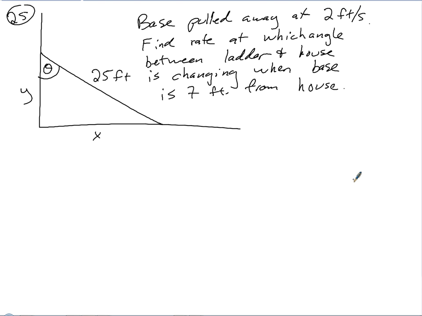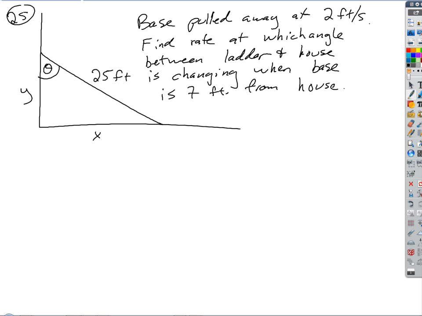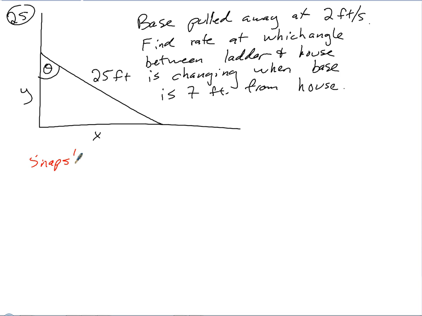So what's the information I'm given here? Okay, good. So my snapshot values are: x equals 7 feet. What else? x dot is 2. And what am I trying to find? y dot? No. Theta. Theta dot. Yeah.